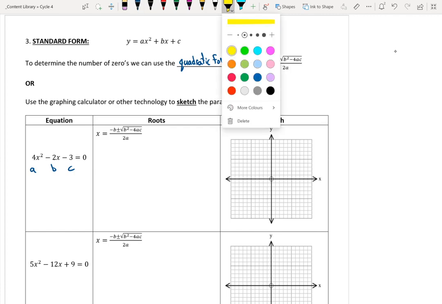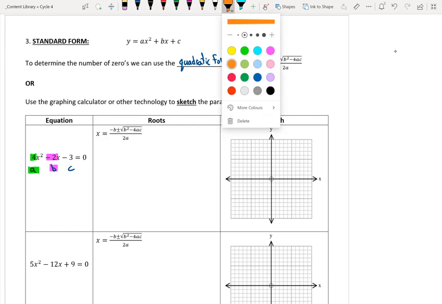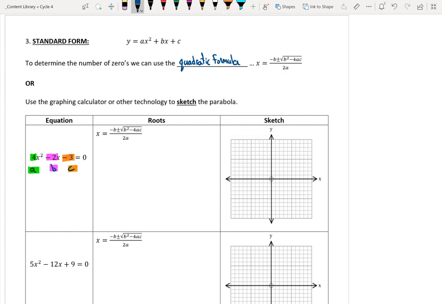In this case, I'm going to use the same colors as before. It's already organized and set equal to 0. So just remember that the a is with x squared, b is with x, and c is the constant on its own. So when I plug in my values, I get -2 plus or minus the square root of -2 squared minus 4 times -3, all divided by 2 times 4.